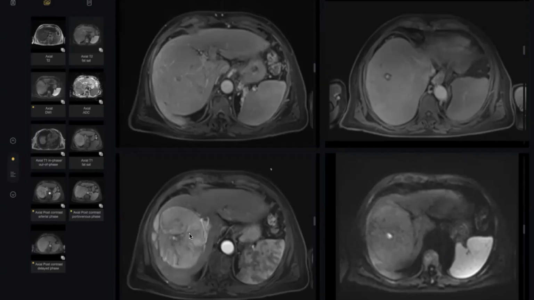When will you assess to differentiate? In which phase will you assess? At 20 minutes, I think. At 20 minutes, will it take contrast or not? It will take. If not, it will not.